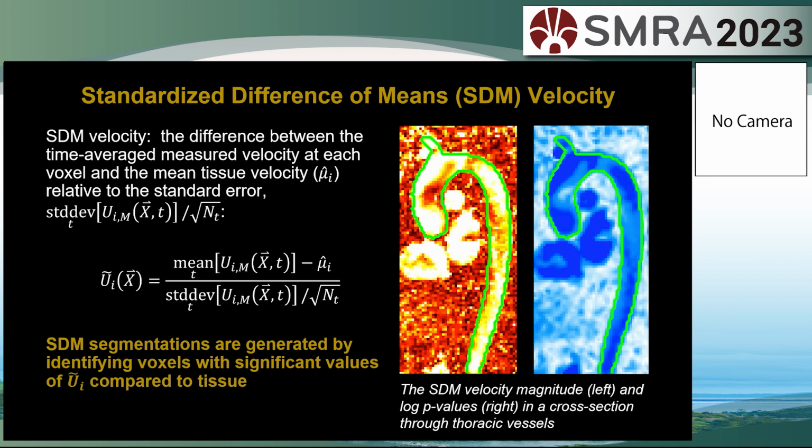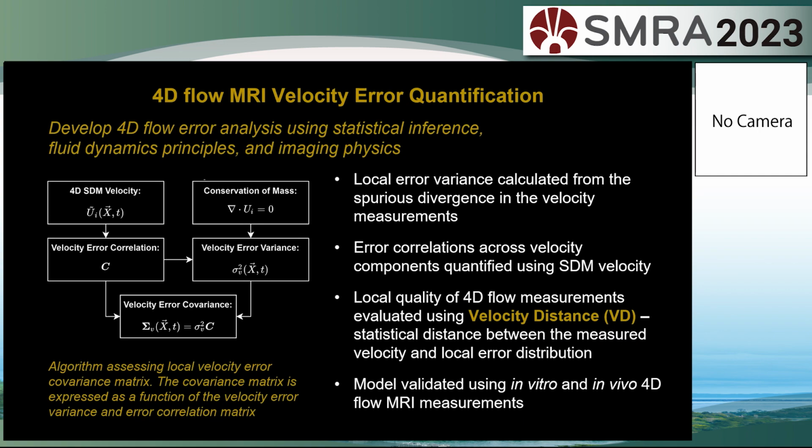And so that's an iterative algorithm that is using an F-test. Basically, how do we find that flow voxels have net flow effects that are significantly different from the distribution in the tissue. So it's the standardized difference of means, SDM, velocity, which is the difference between the time average velocity measured in each voxel and the tissue velocity, normalized by the standard error of measurement. And so now we are extending this concept of SDM velocity to quantify the error of 4D flow MRI measurement.